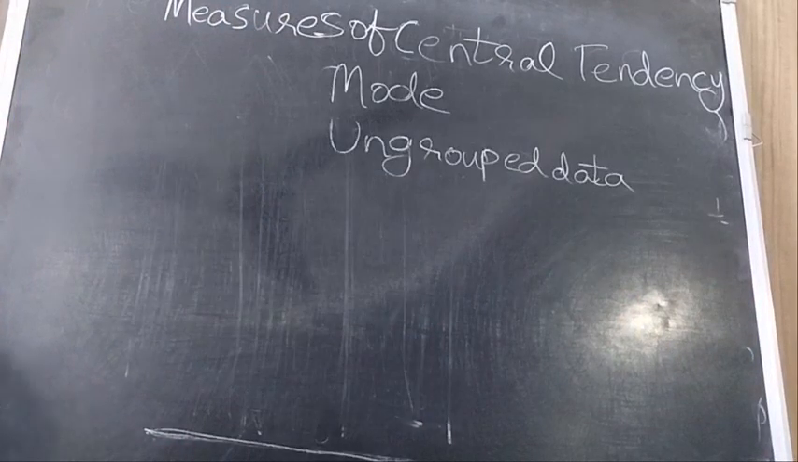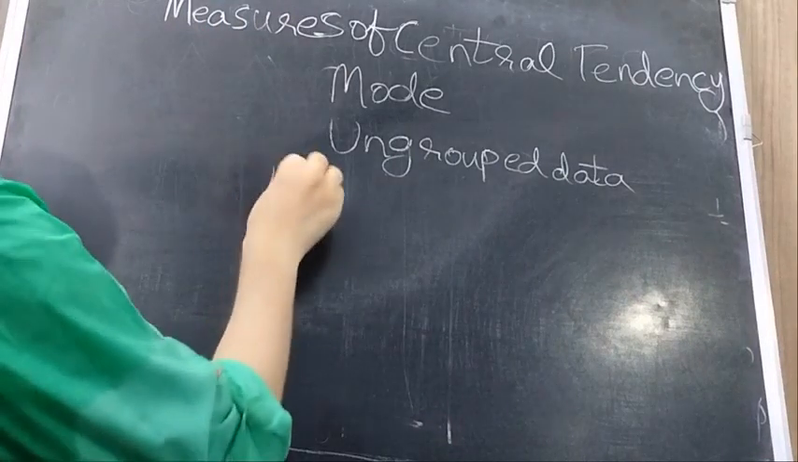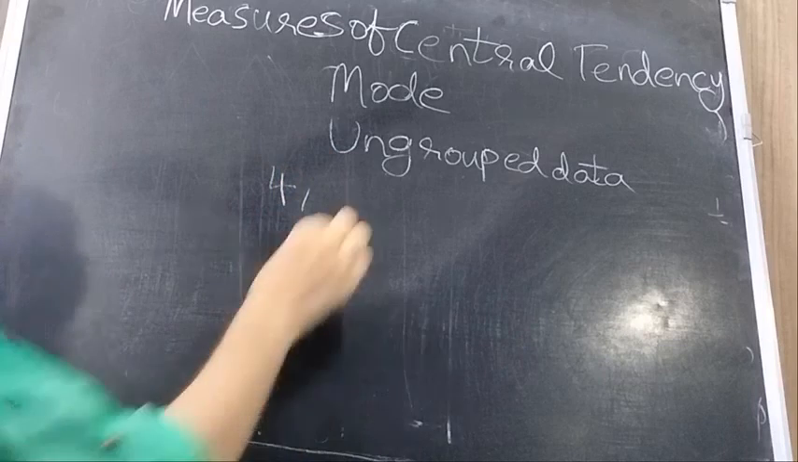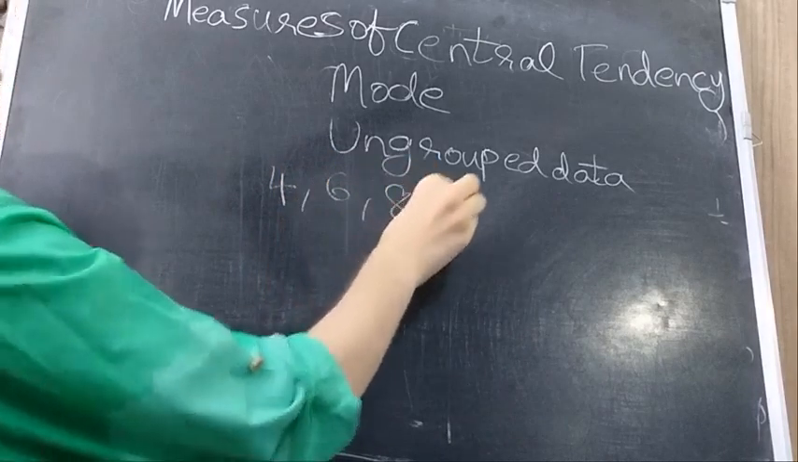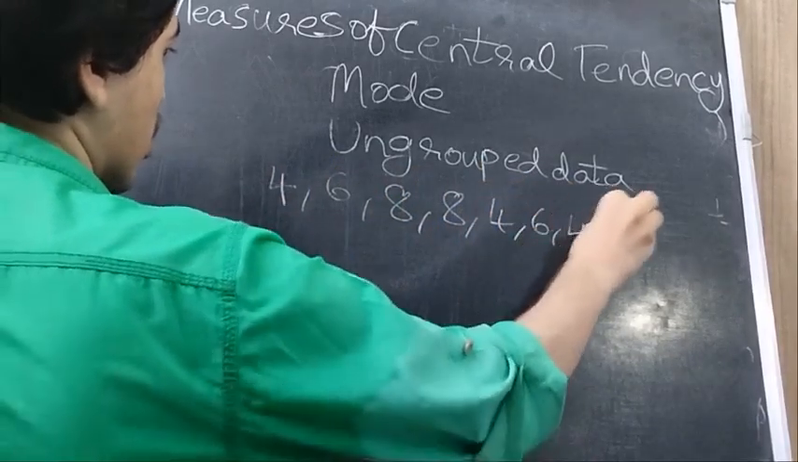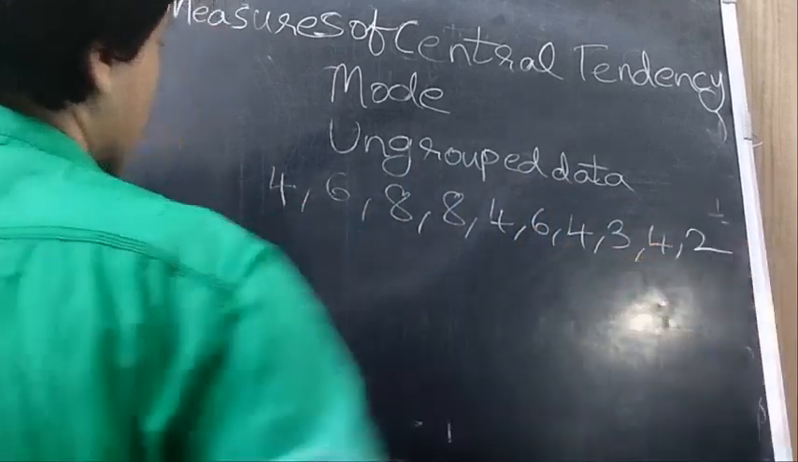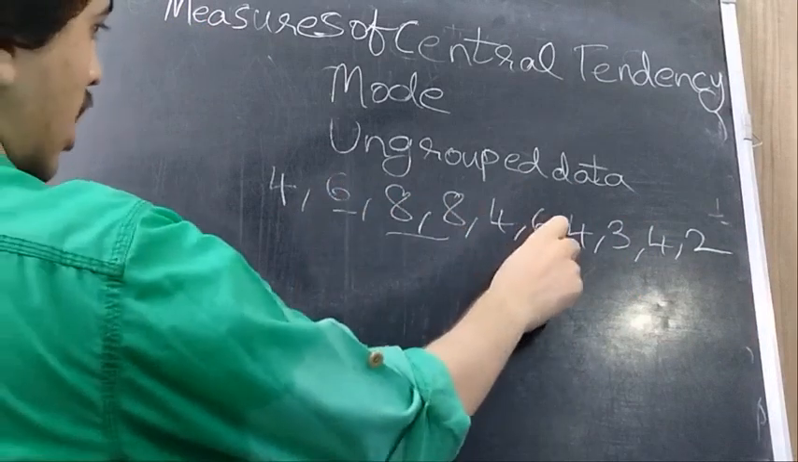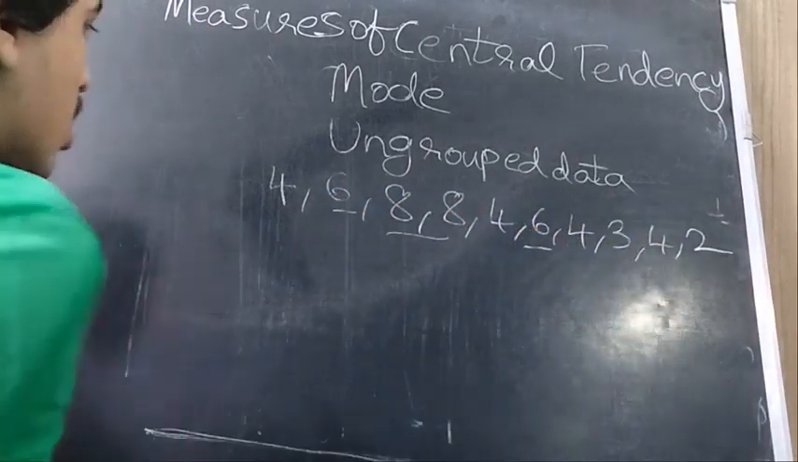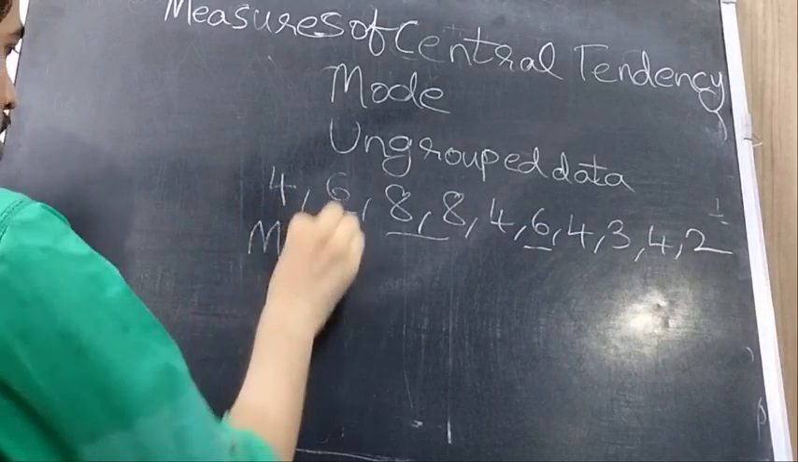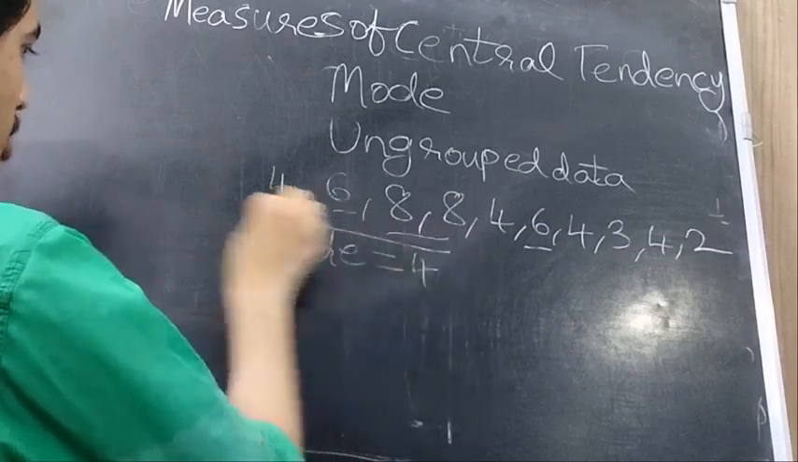Now we will see mode in the ungrouped data. Mode is nothing but the most times repeated value. The value which is repeated more number of times is known as mode. Now see an example: 4, 6, 8, 8, 4, 6, 4, 3, 4, 2. In this problem, 8 is repeated 2 times, 6 is repeated 2 times, and 4 is repeated 4 times. So which value is repeated more times? That is called mode. So mode is equal to 4 in this problem.